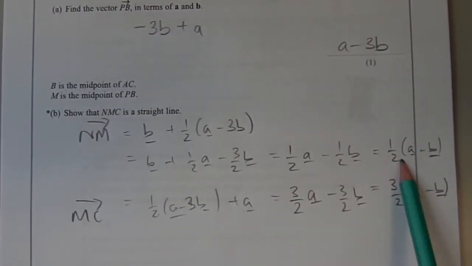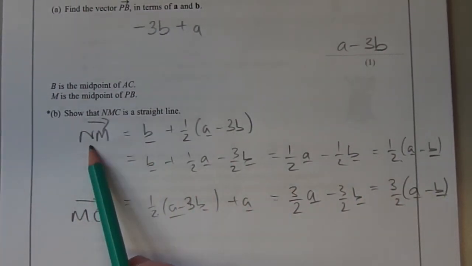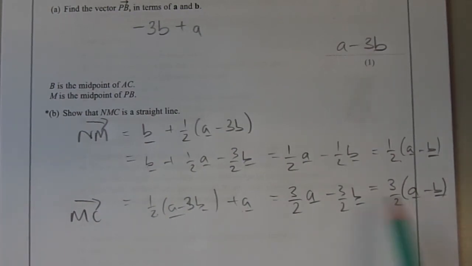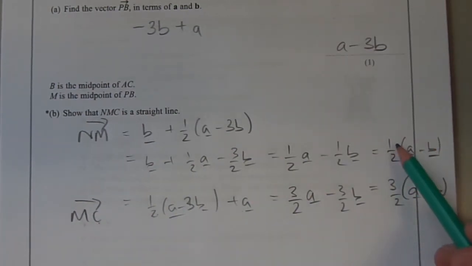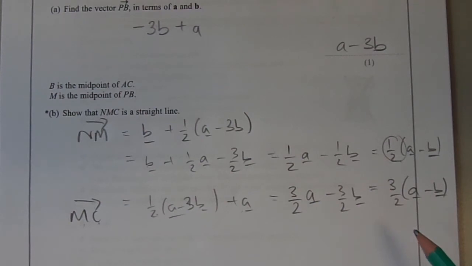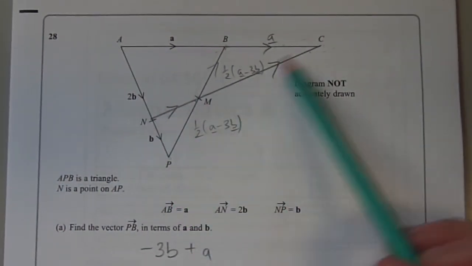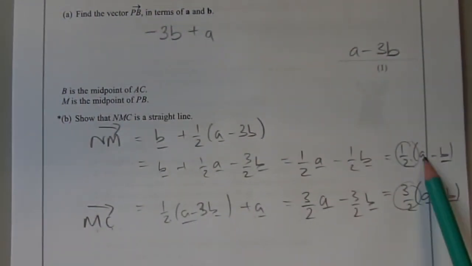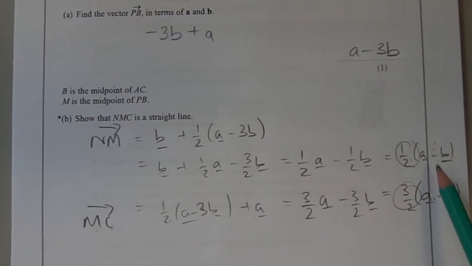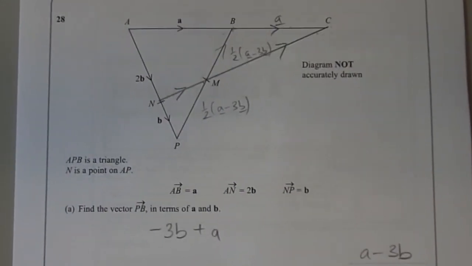Okay, now this is your vector which takes you from the point N to the point M, and this is the vector taking you from the point M to the point C. This number relates to how long the vector is, so you can clearly see that this one is longer than this one, which you would expect from the diagram. This part tells you that the two vectors are pointing in the same direction, and as they're pointing in the same direction, therefore we must have a straight line through N, M and C.